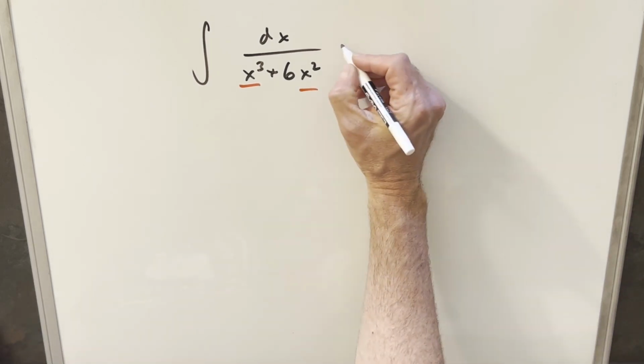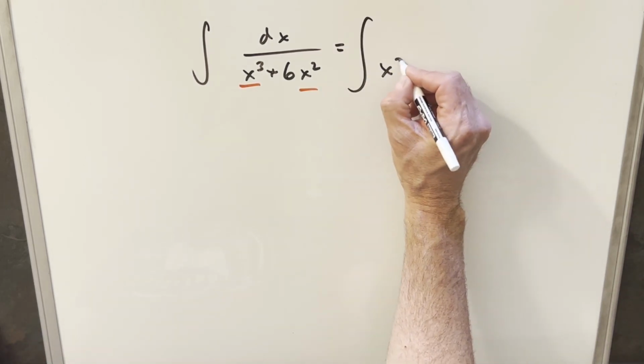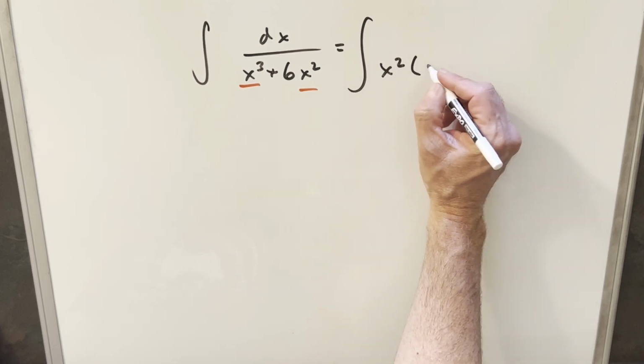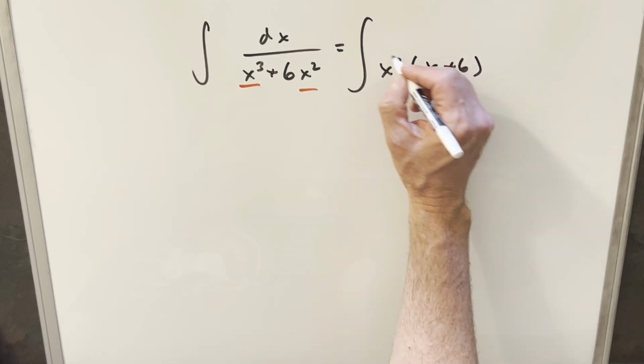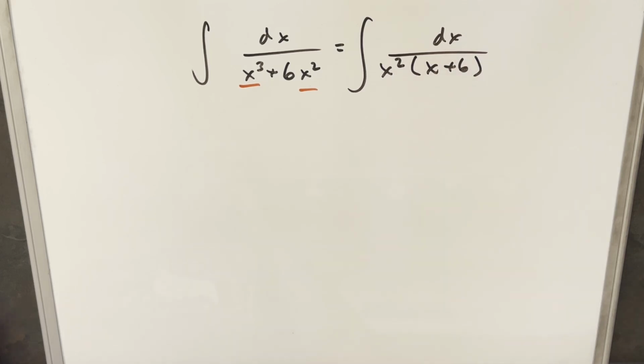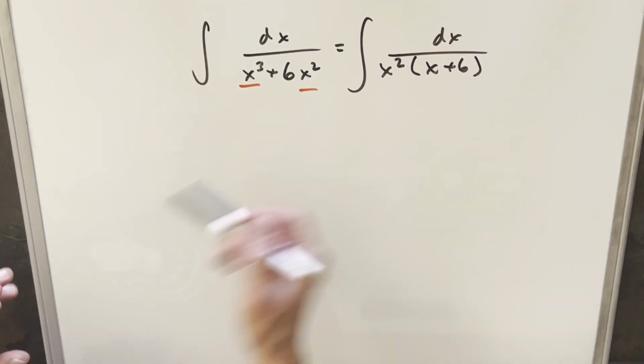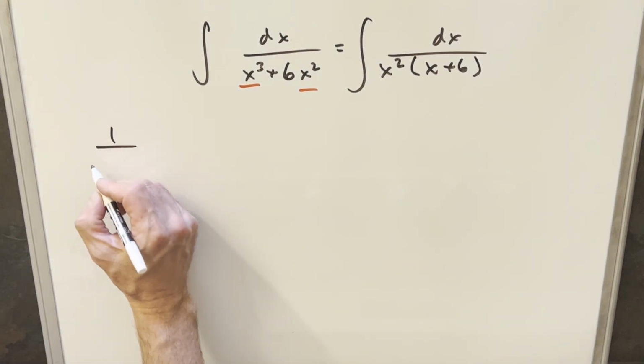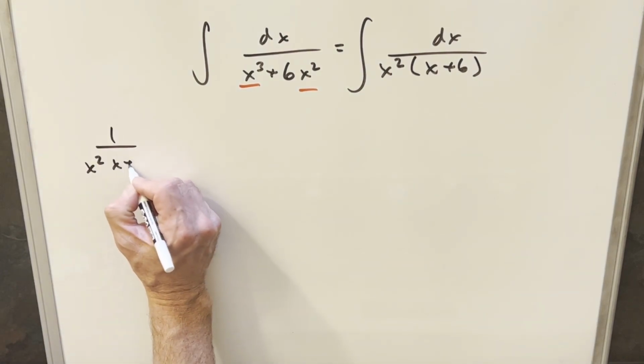So what I'm going to do is rewrite this. I'm going to bring out my x squared, and then we're going to be left inside the parentheses with just x plus 6, and we'll still have our 1 dx in the numerator. But now this looks like a pretty good case for us to use partial fractions. So let's just look at this fraction separately from the integral for the moment. So we'll have our x squared and x plus 6.